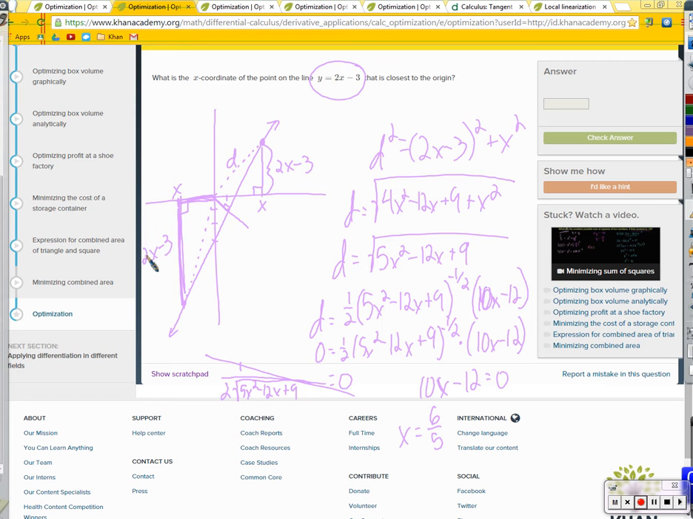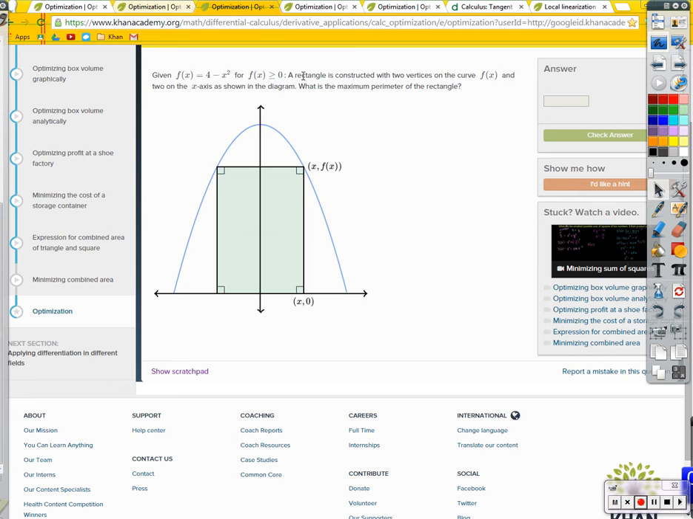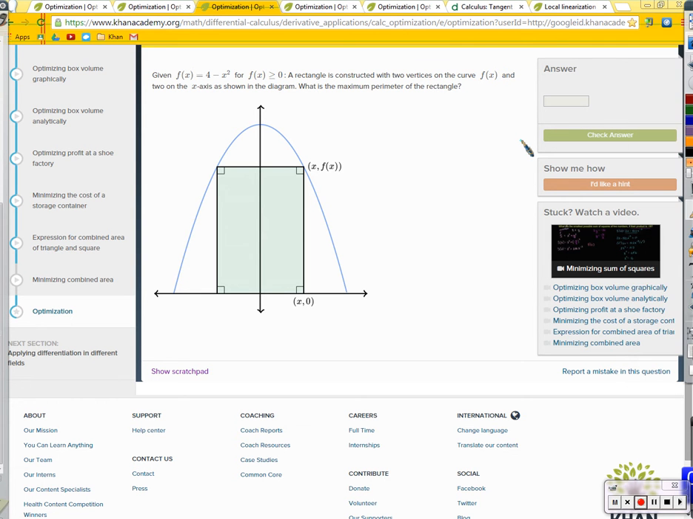Optimization. Write it as a function, take the derivative. The thing here is we have to write a function that defines the thing we're trying to optimize. We're trying to optimize what in this problem? The perimeter of a rectangle. And we want to find the maximum perimeter of that rectangle.